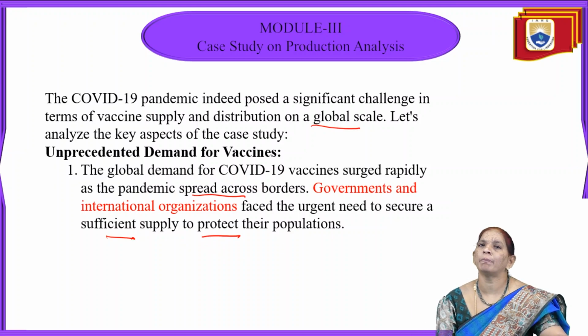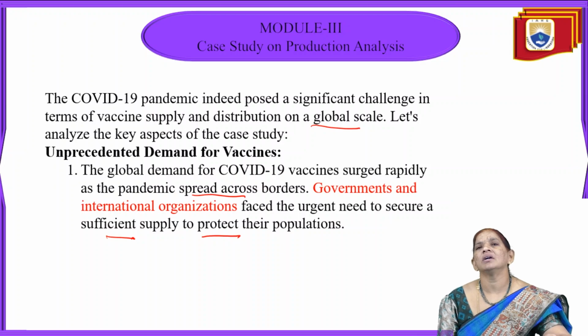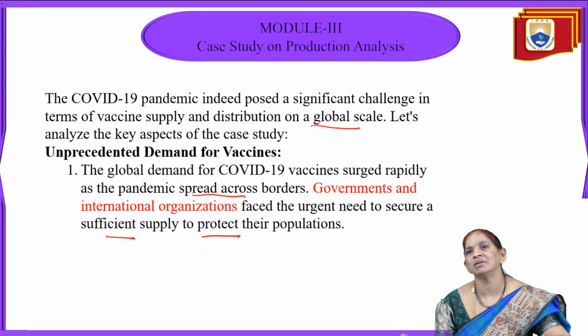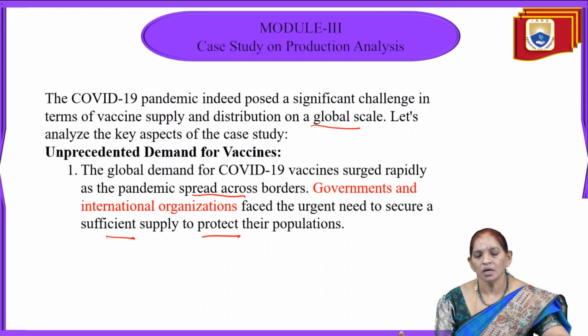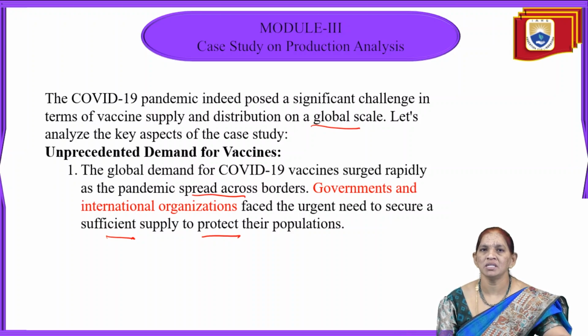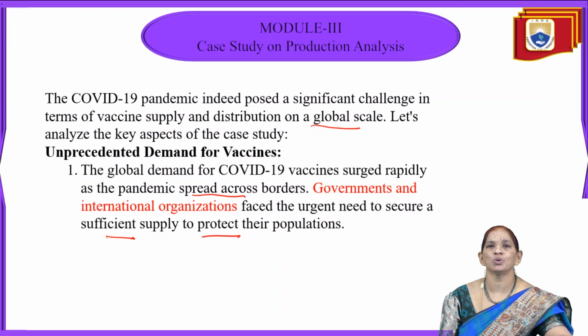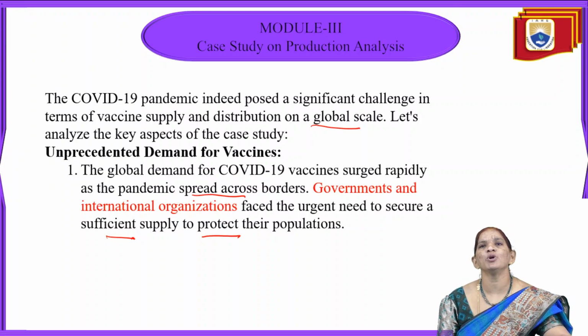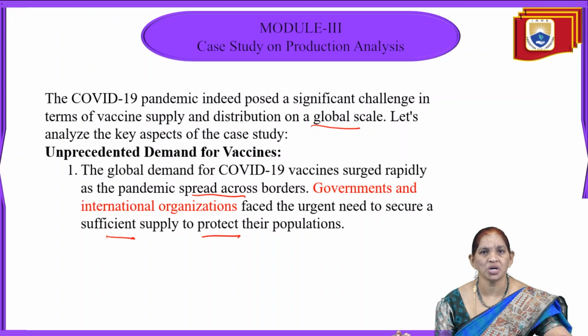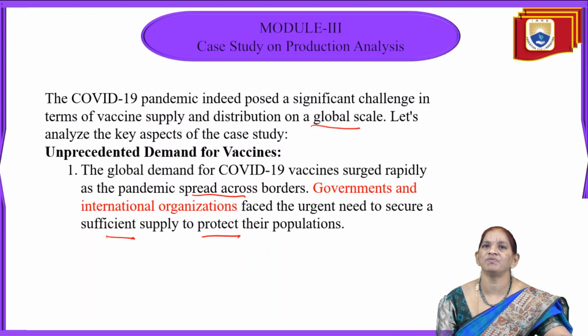from this COVID pandemic. The combined efforts of the government and the international organizations helped many countries become free from the COVID pandemic through the supply of vaccination. So we'll see what the favorable things are and what the implications or challenges the COVID-19 vaccine faced in distribution and supply on a global scale.